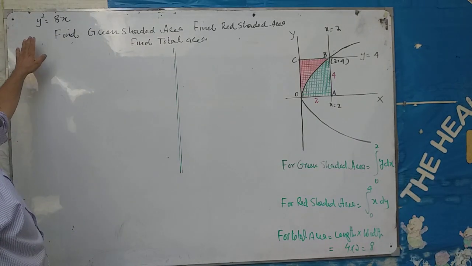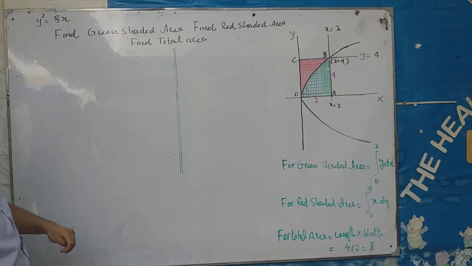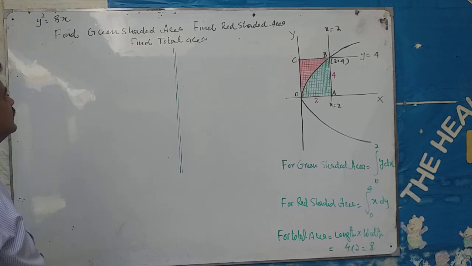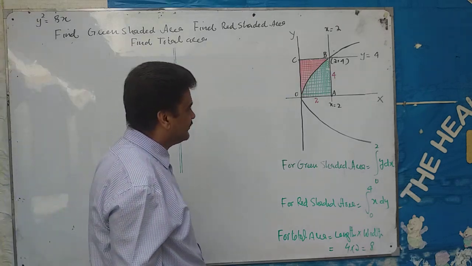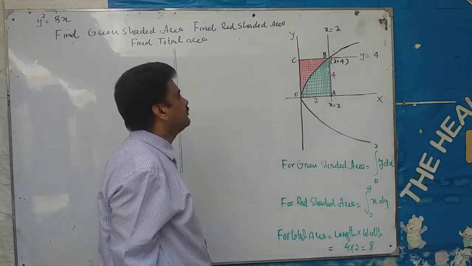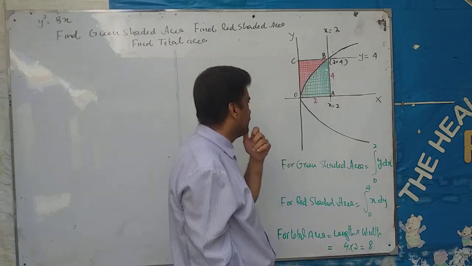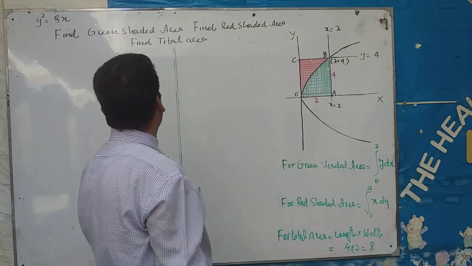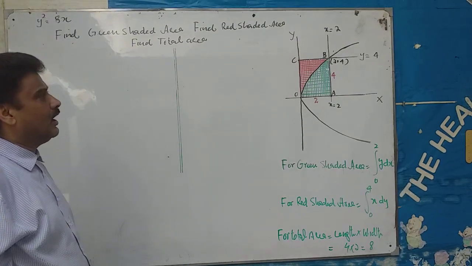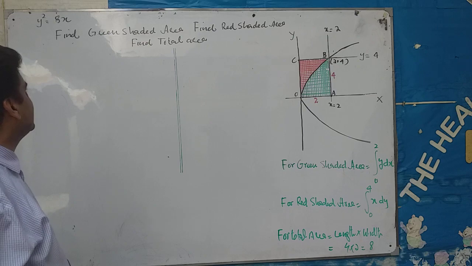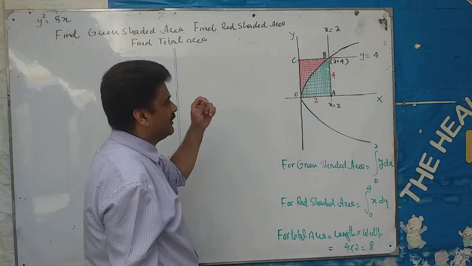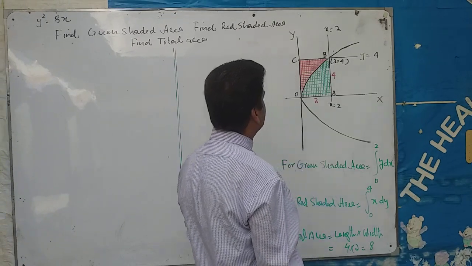We have been given a curve y square is equal to 8x. It is a curve which is symmetric about the x-axis. Since the power of y is an even number, the curve is symmetric about the x-axis. Its name is right open parabola. y square is equal to 8x is a right open parabola, and we have to find the area.